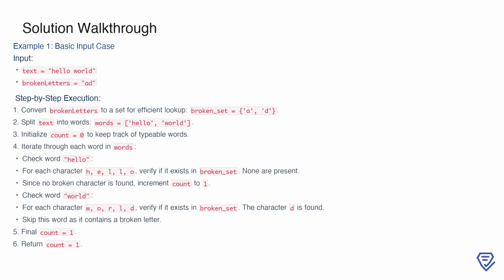For the word hello, we check each character: H, E, L, L, and O. None of these characters are in broken_set, so we increment count by 1. Moving to the next word, world, we again check each character: W, O, R, L, and D. Here, the character D is found in broken_set, meaning this word cannot be typed. As a result, we skip it. After processing all the words, the final count is 1, which is then returned as the output for this example.